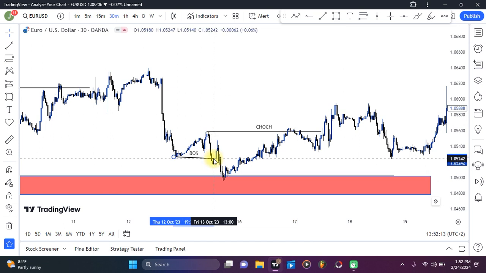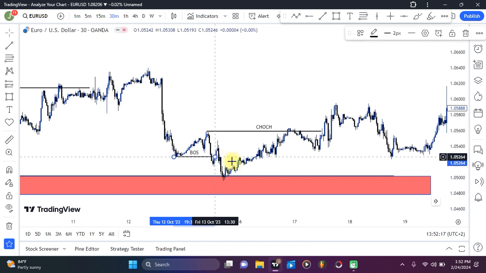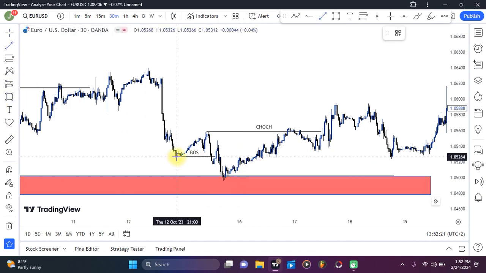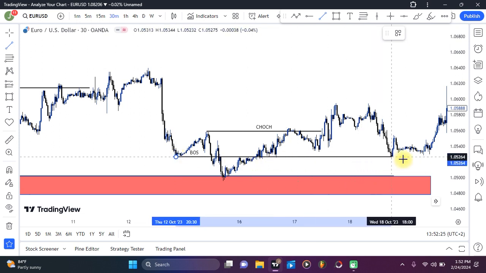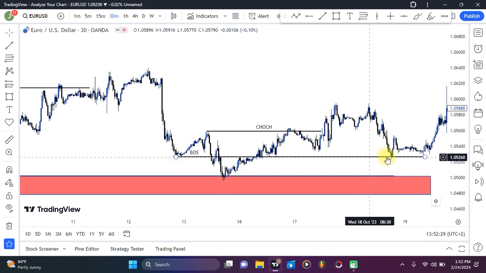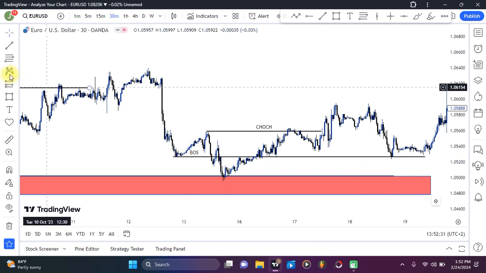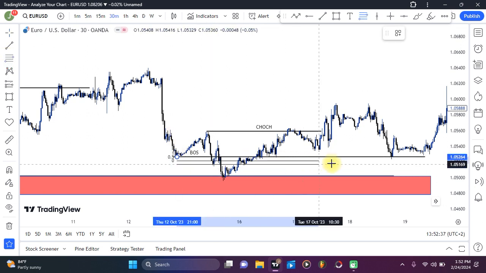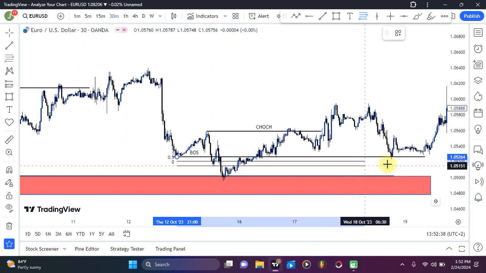And then we have to start looking for what? We have to start looking for our QML. So this break of structure here is going to be our QML. So this is our QML level, as you can see. So this is our entry point. This is where we were going to be looking for our trading point, right around this area.